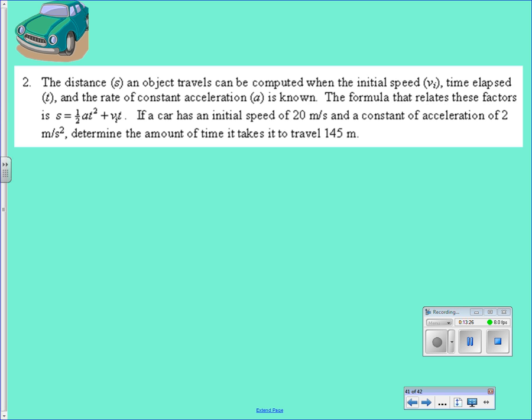So we're trying to figure out, if the car has an initial speed of 20 meters per second and is constantly accelerating at 2 meters per second squared, how much time it takes to travel 145 meters. So we're going to write this equation. We have to look at what some of these variables mean. Here it says initial speed, so where does that get plugged in? I would read the problem a little more and say, oh, that is v_i. So in this spot, I'm going to put a 20. And this is going to be t because we don't know the time.